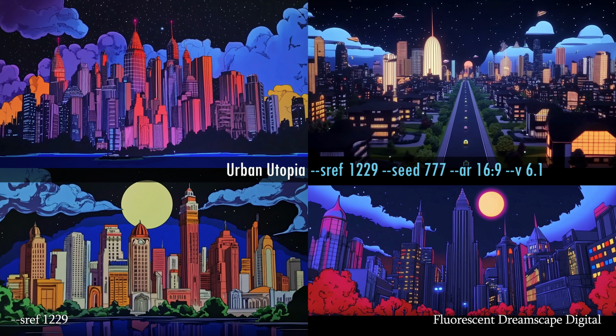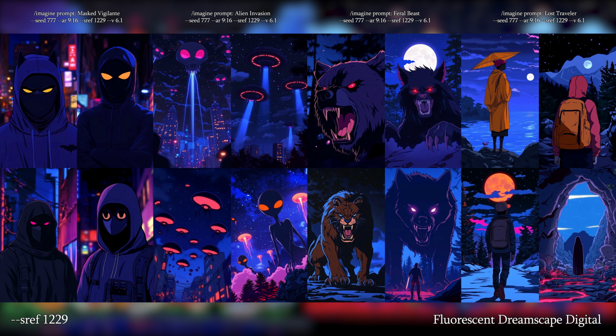Number 1229. Fluorescent Dreamscape Digital. The color palette of this style is vibrant and dynamic, offering strong contrasts with glowing effects that enhance the visuals. However, the character details and cityscapes can feel a bit overwhelming and might lack the clarity required for a graphic novel's sequential storytelling. While the aesthetic is striking, it may be challenging to maintain consistency across panels. Rating: 8 out of 10.